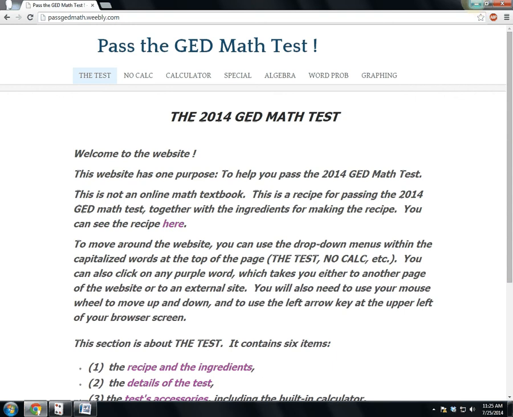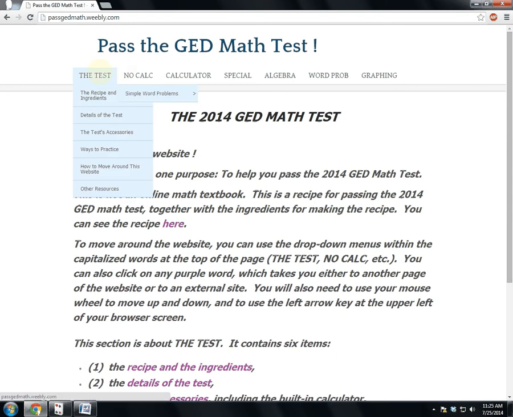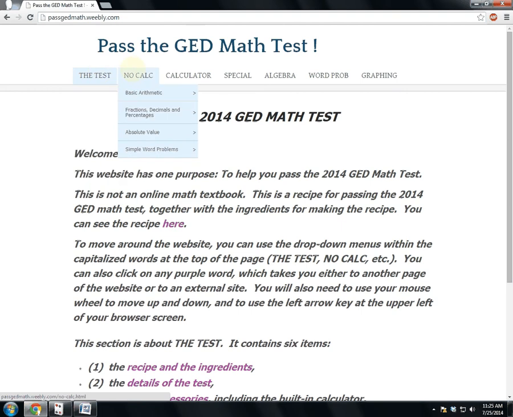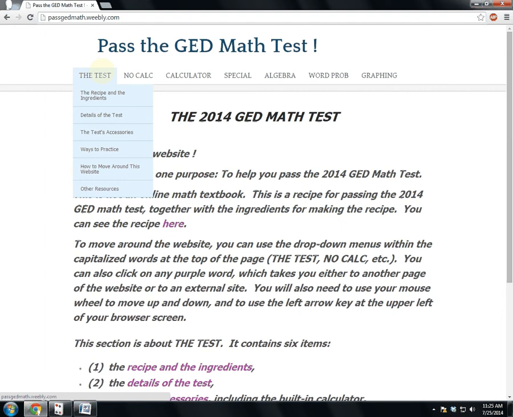And if I put my cursor on any of these headings, there will be a drop-down menu here, and so forth. These are the pages within the section and also give you access directly to those pages. So you can get from any page of the website to any other page of the website directly, because these headings are on every page.